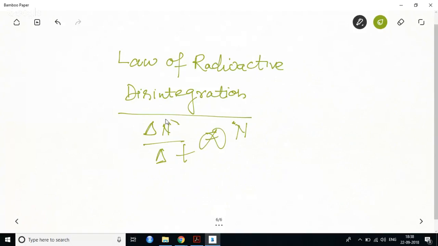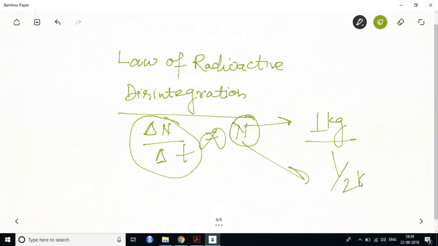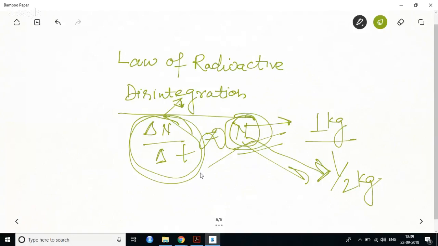What happens? Try to understand, when N is 1 kg and when it is half kg. There are two scenarios. When it is 1 kg, this is high, hence the rate of disintegration per second would be high. When the amount of the nucleus present decreases, the rate of the disintegration also decreases. That is what it has been told there.